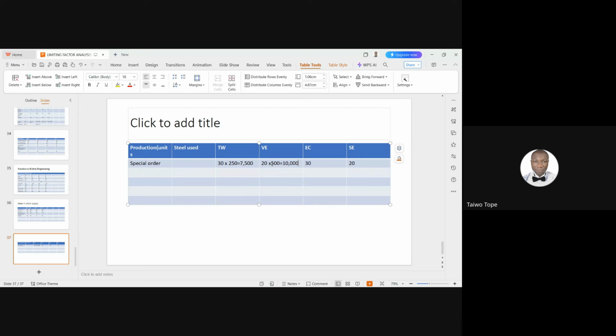10,000. Fine. For EC, 30 times the cost, 190, gives you 5,700. Yes. Then for SE, 20 multiplied by 390 gives you 7,800.